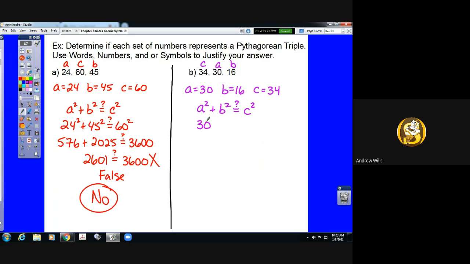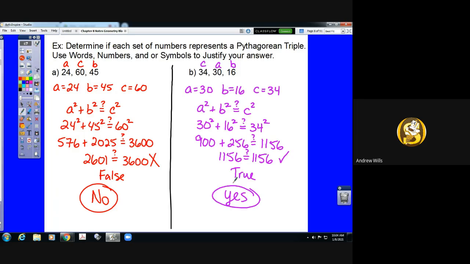So that's 30 squared plus 16 squared. Does that equal 34 squared? Well, 30 squared is 900. 16 squared is 256. And 34 squared is 1,156. We then add the 900 and the 256 together, and we find out that that is a true statement. So that answer should be yes.